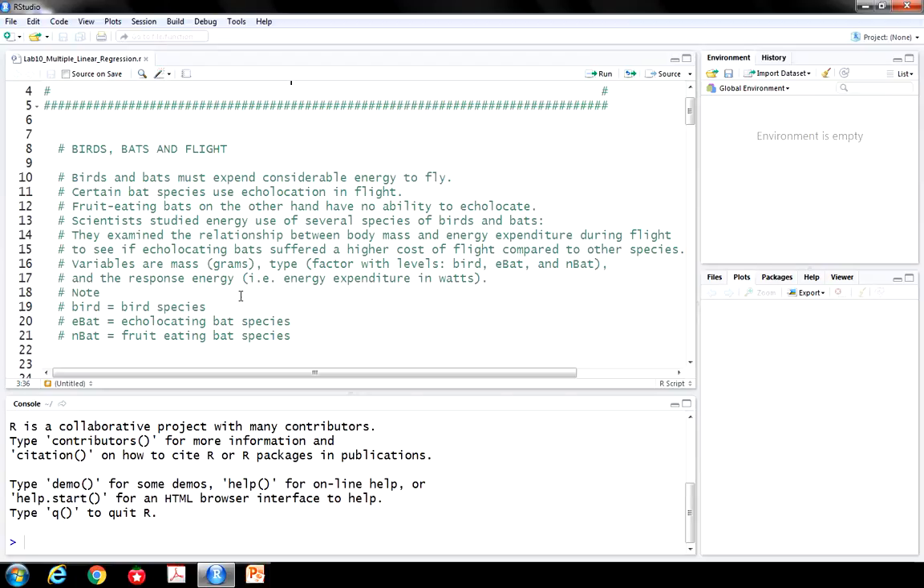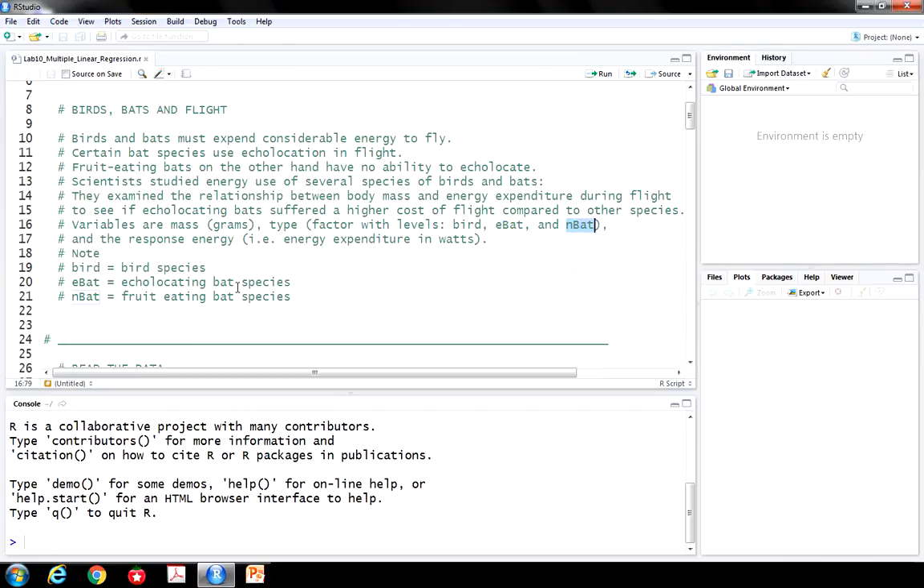So the response variable is energy expenditure in watts, and then we have our predictor variables, which are mass in grams, and type. And so this is the type of species that was being studied. It's a factor with 3 different levels: birds, echolocating bats, and non-echolocating bats.